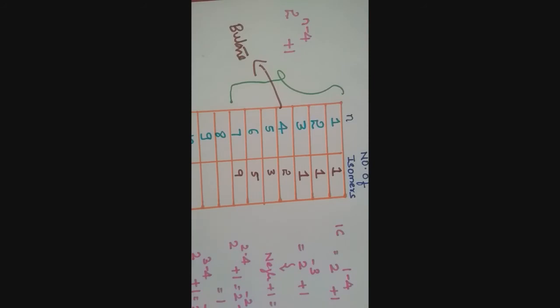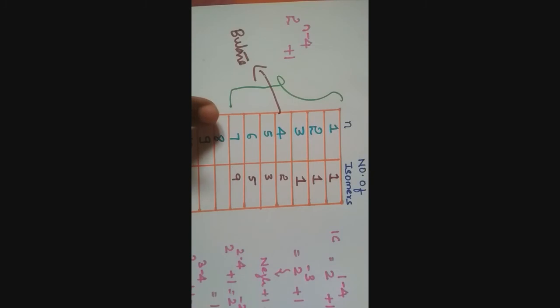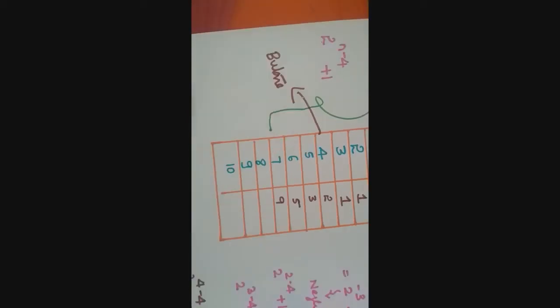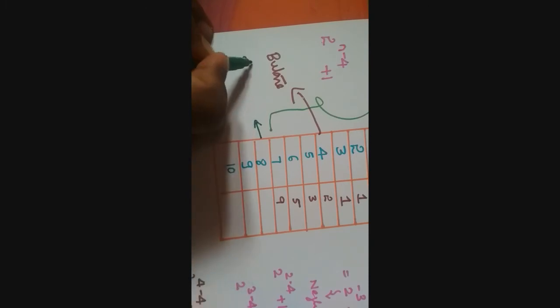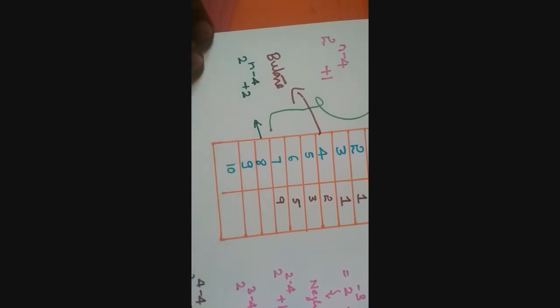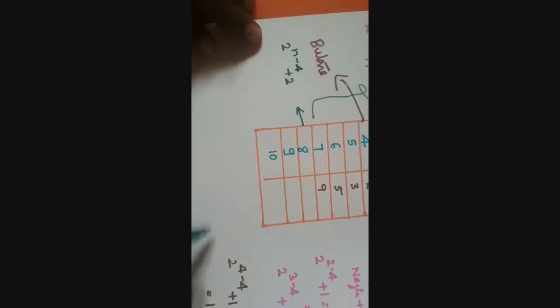Dear students, this formula is applicable only to alkanes containing up to 7 carbons. It will not work for carbon numbers 8, 9 and 10. We can go for another trick to find the number of isomers for 8, 9, 10. These are higher alkanes. For the 8 carbon alkane, we can use the formula, see students, 2 to the power of n minus 4 plus 2. We can now substitute for 8 carbon atoms.